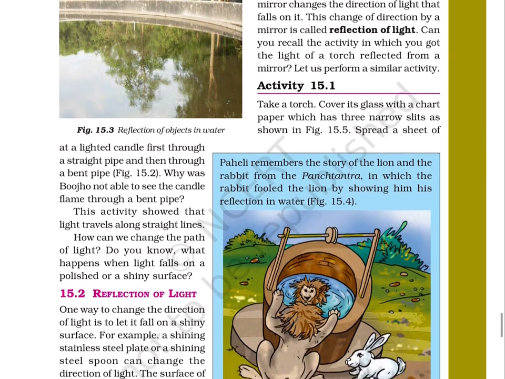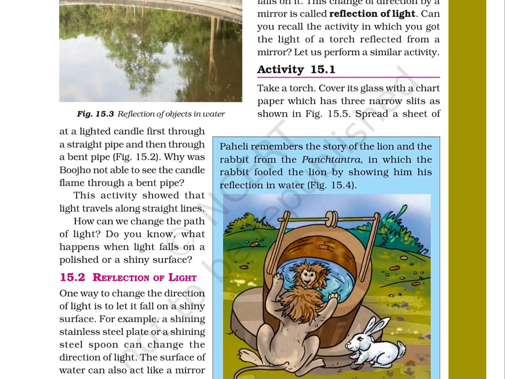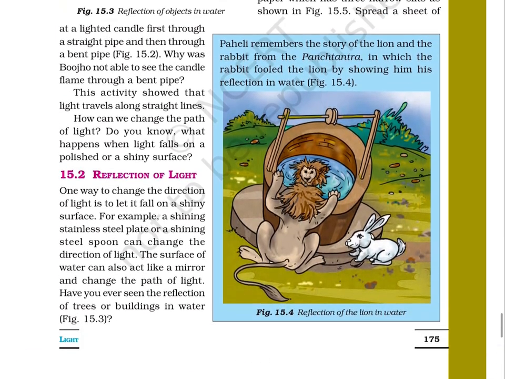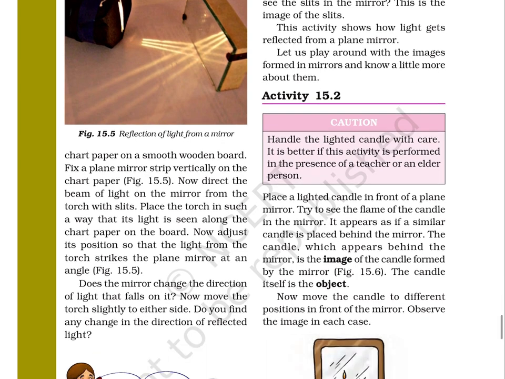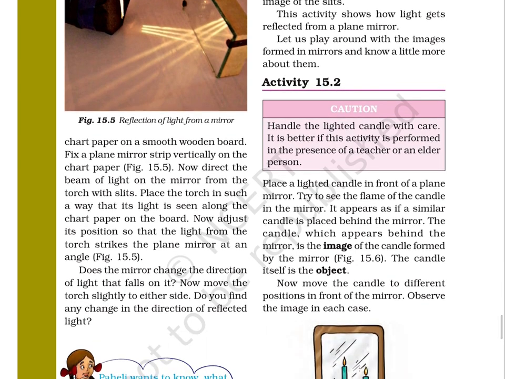Activity 15.1. Take a torch. Cover its glass with a chart paper which has 3 narrow slits, as you can observe in figure 15.5. Spread a sheet of chart paper on a smooth wooden board. Page 176. Fix a plain mirror strip vertically on the chart paper, as you can observe in figure 15.5. Now, direct the beam of light on the mirror from the torch with slits.